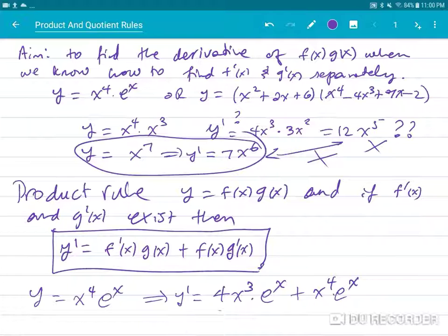And I will give you a few examples, and then I'll make another quick introduction for the quotient rule. All right.